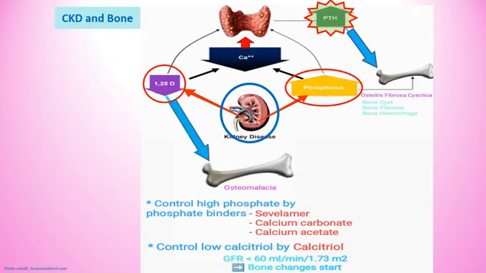Thus, our aim of treatment is, number 1, decrease serum phosphate level by using phosphate binders like sevelamer, calcium acetate and calcium carbonate. And number 2, external supplementation of calcitriol.